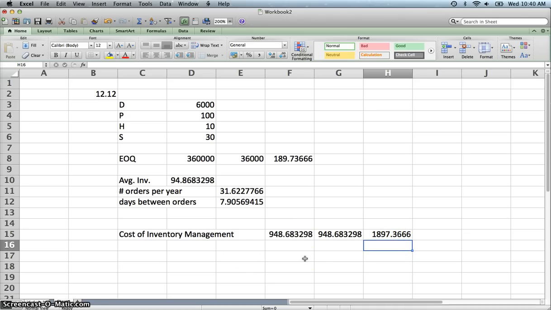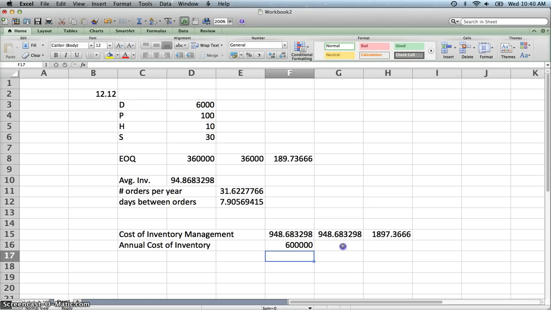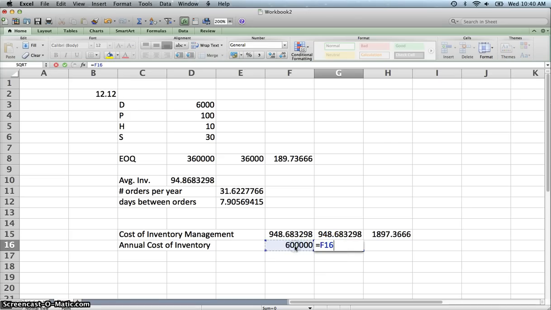If we were to add in the total annual inventory cost, that's where we add in the price. In addition to the management of the inventory, we would have to add in the cost of the product. We use 6,000 of these in a year, and we pay $100, so we're going to wind up with 600,000. We would add that, the cost of the product, plus the cost of managing that inventory, and so the annual inventory cost would be $601,897.37.